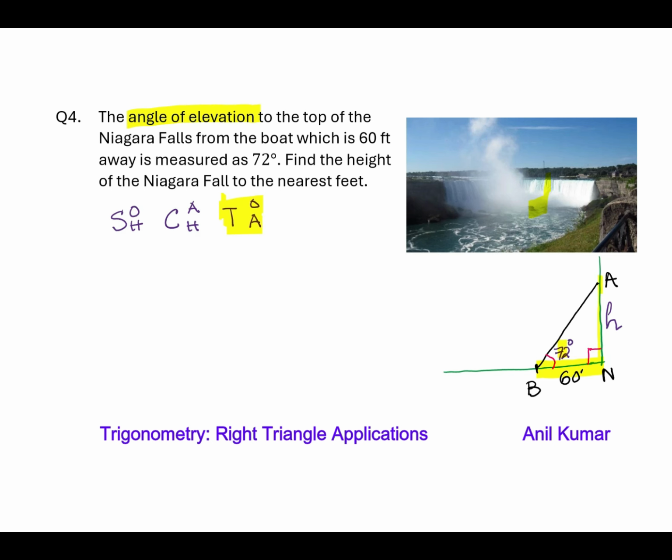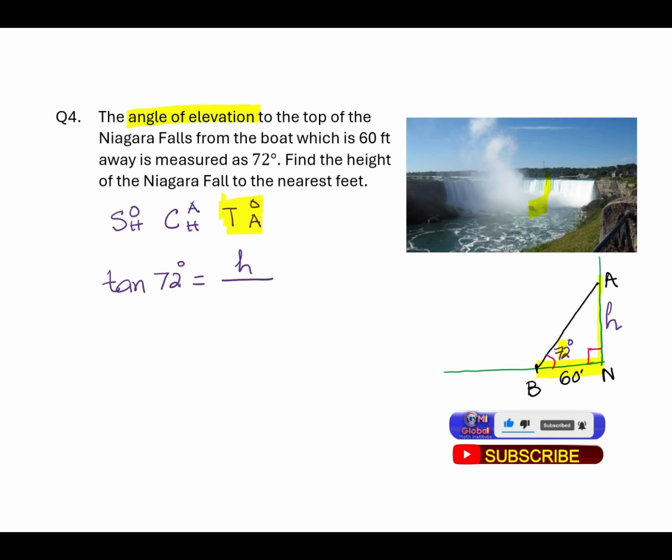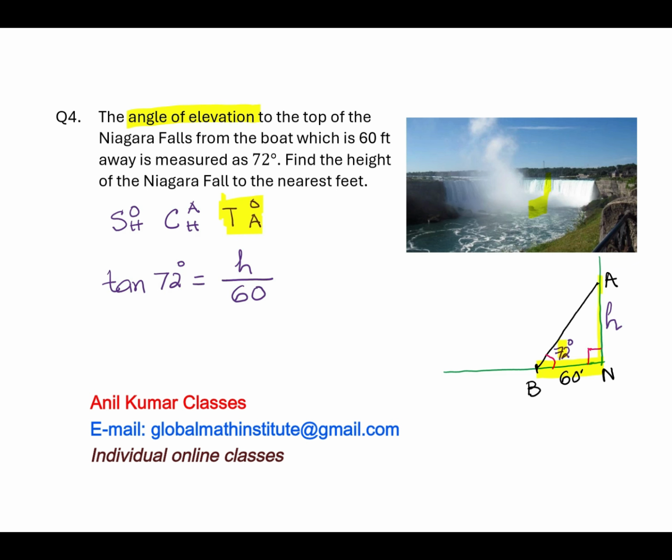So we can write down our equation, which is tan of 72 degrees is equal to opposite side, which is h, over adjacent side, which is 60 feet. So answer will be in feet. So from here, cross multiply, we get 60 times tan 72 is equal to the height. Use calculator to find the answer. Calculator should be set in degrees. 60 times tan 72.